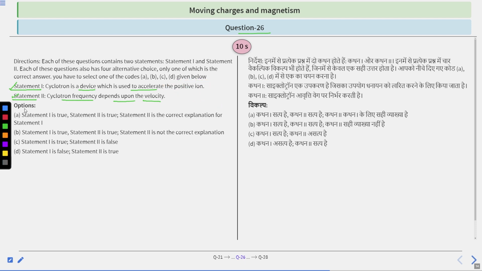Option A is statement first is true, statement second is true, statement second is the correct explanation for statement first. Option B, statement first is true, statement second is true, statement second is not the correct explanation. Option C, statement first is true, statement second is false. And option D, statement first is false and statement second is true. So which option is correct? Option A, option B, option C and option D. You have 10 seconds to solve this question. After 10 seconds, we will provide the solution of this question.